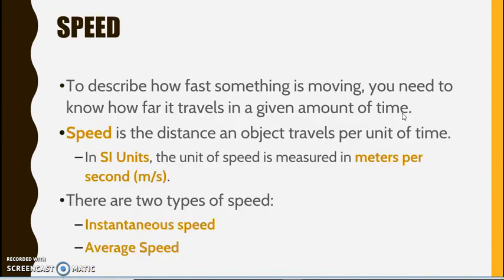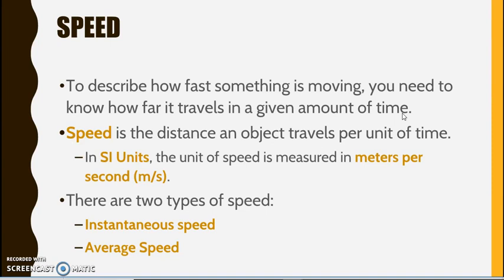So let's talk about speed. Everybody knows what the word speed means. It's really easy. It's just how fast something travels. That's it. And how fast something travels depends on two things: how far they went and how fast they got there. That's what speed is. It's how far an object traveled in a certain amount of time. We measure it in meters per second. In science, we don't usually say miles per hour because we like the metric system, so meters per second.